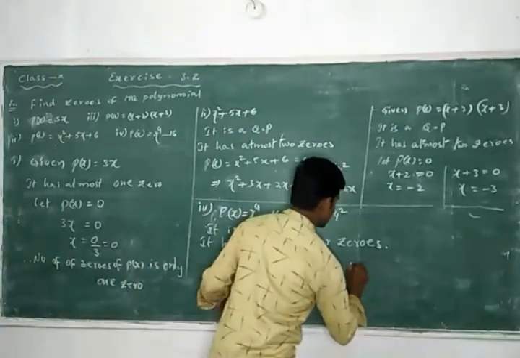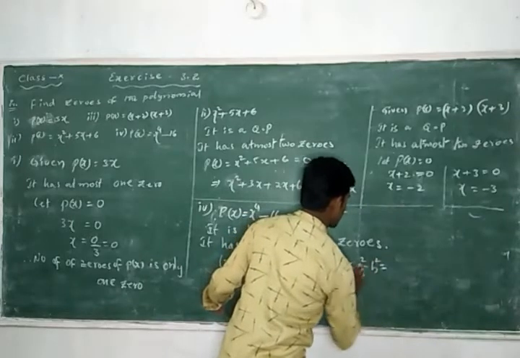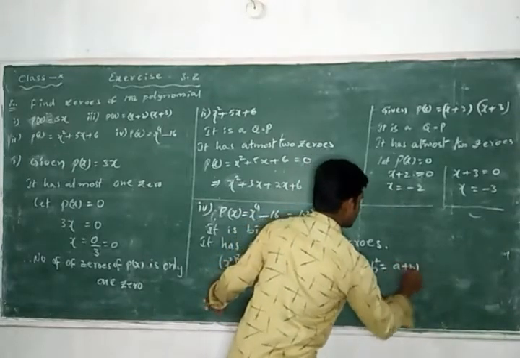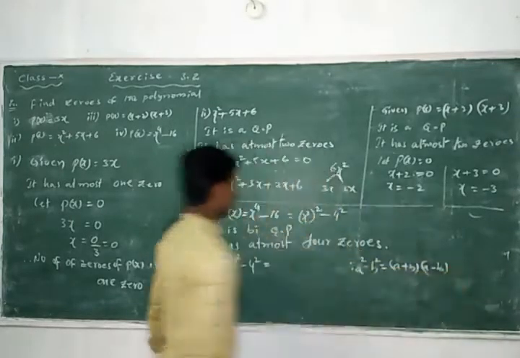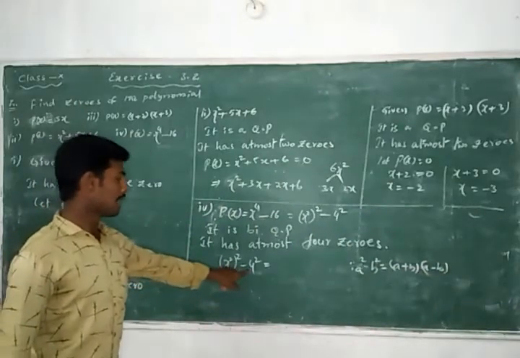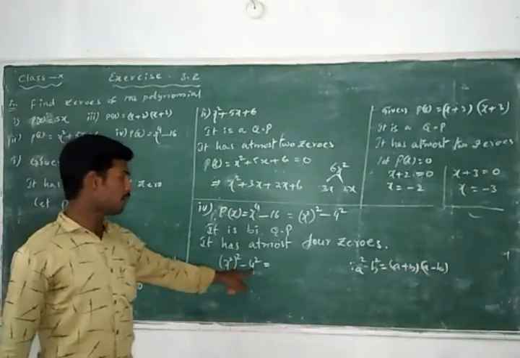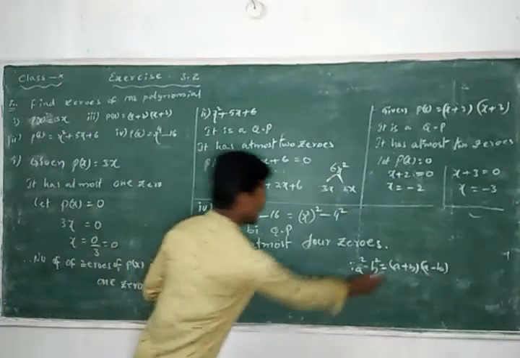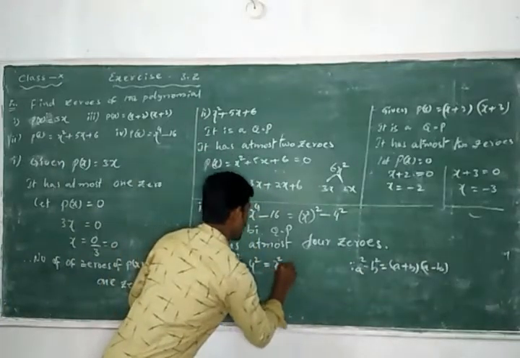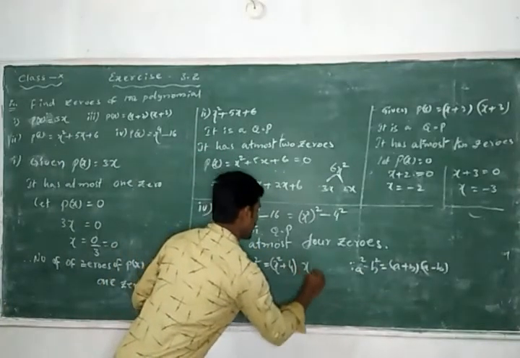Since a square minus b square is equal to a plus b into a minus b. Here what is a? x square. What is b? 4. x square is a, 4 is b. Now you can write a plus b, x square plus 4, and x square minus 1.